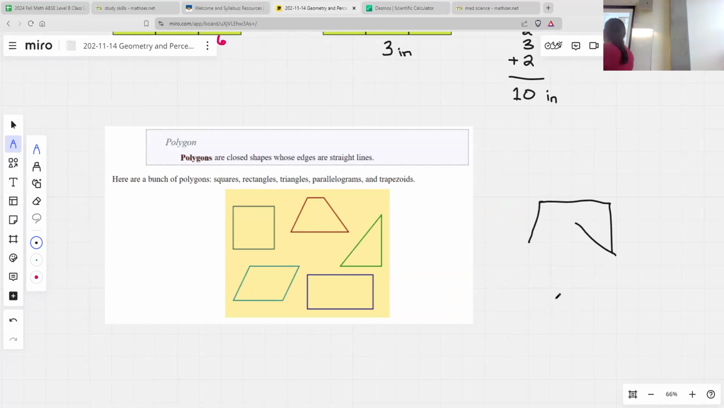I could also have something that has some straight lines. See if I can do this up here. That's some lines that are not straight. So that's also not a polygon. That might be some interesting work of art, but they're not going to call it a polygon.